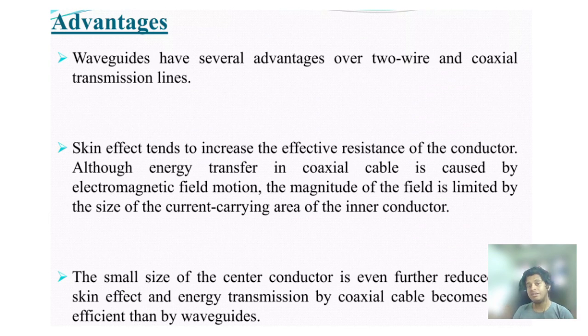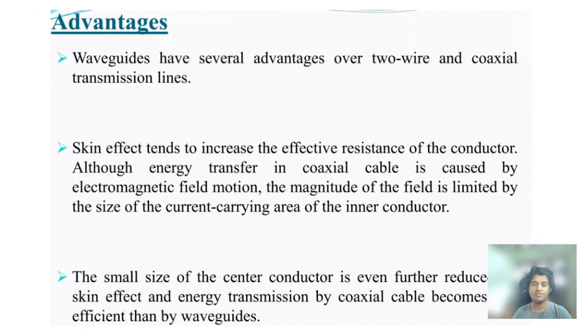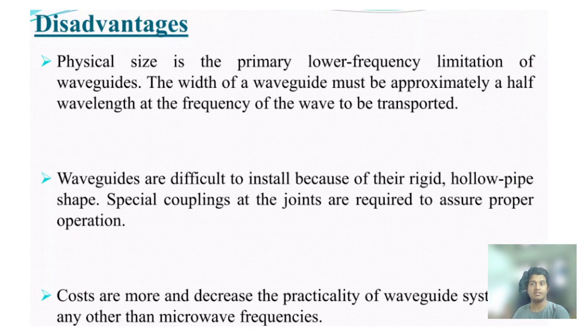Advantages. Waveguides have several advantages over two-wire and coaxial transmission lines. Skin effect tends to increase the effective resistance of the conductor. Although energy transfer in the coaxial cable is caused by electromagnetic field motion, the magnitude of the field is limited by the size of the current-carrying area of the inner conductor. The small size of the center conductor is even further reduced by skin effect, and energy transmission by coaxial cable becomes less than in waveguides.